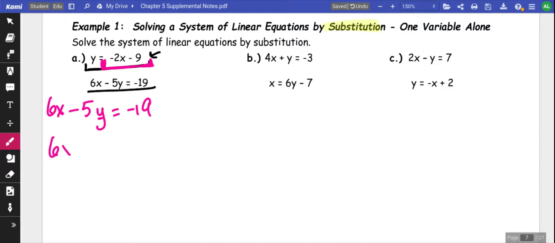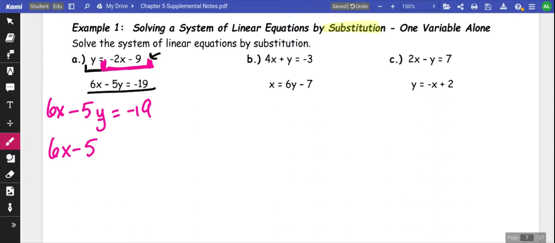I've got 6x minus 5. Instead of y, I've got negative 2x minus 9. Whenever you're plugging something like this in, you want to use parentheses. It's 5 times y, so it's 5 times negative 2x minus 9. Always use parentheses with this. Otherwise, you might end up mixing yourself up a little bit. Minus 5, and we plug this in for y, is equal to negative 19.